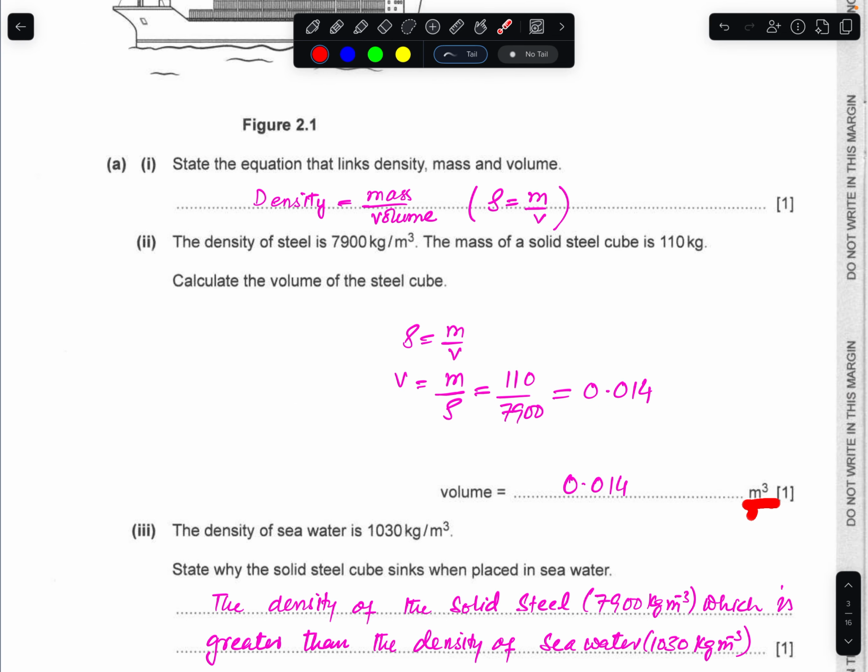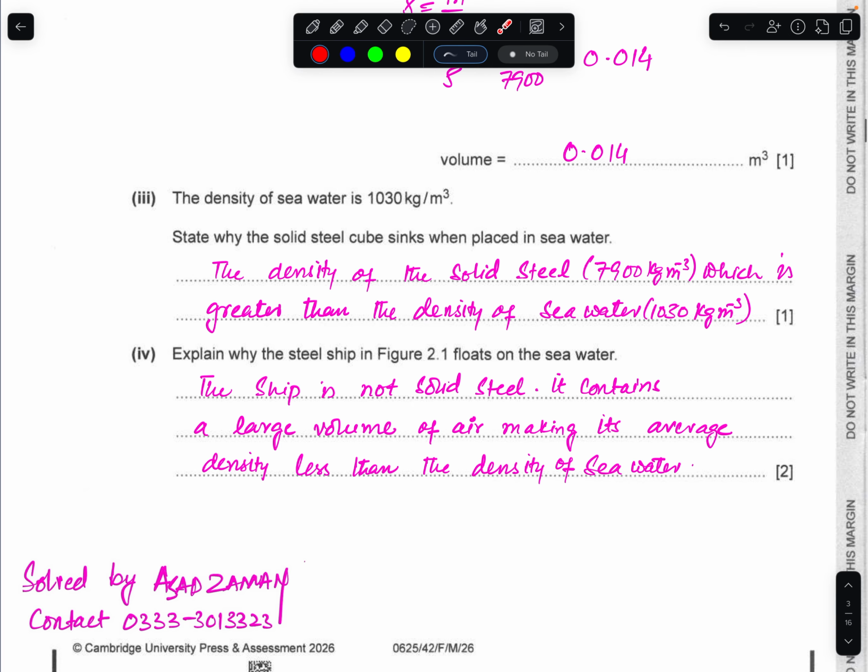0.014 meter cube. The density of the seawater is 1030 kg per meter cube, and state why the steel cube sinks when placed in seawater. So the density of the solid steel, 7900, is greater than the density of the seawater. So that's why it will sink.